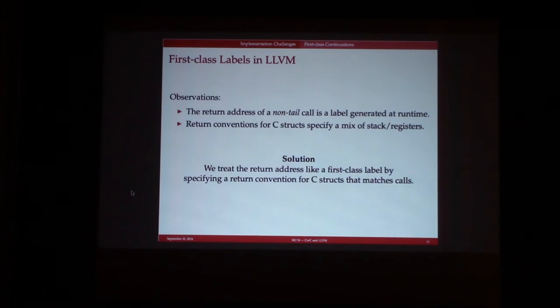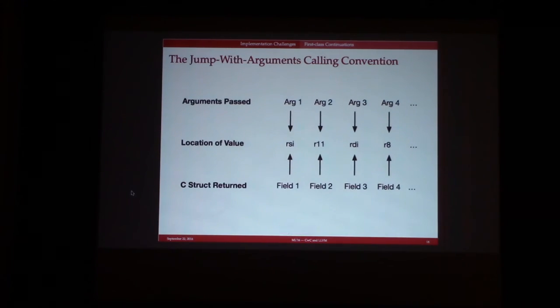So let me make this a little more clear. This is the full calling convention we have with jump with arguments. Argument 1 is passed in the same register that field 1 of the returned C struct would be passed in. Sorry, the fields of the structs match up with the arguments that would be passed if this were a call, but this is a return. They use the same locations, and in this way we can basically tail call our return addresses safely.